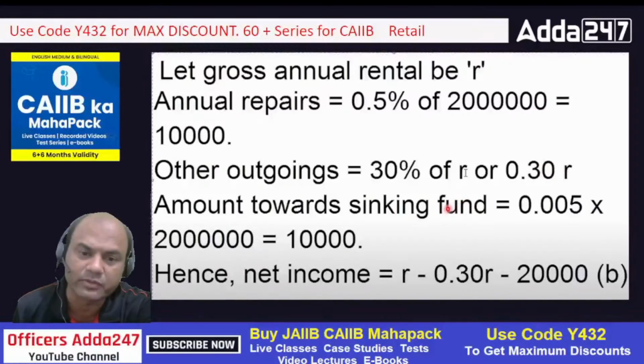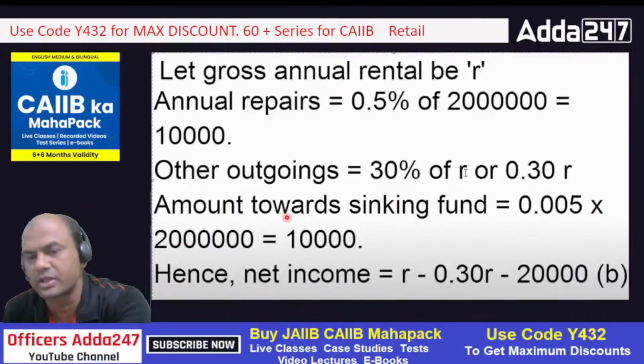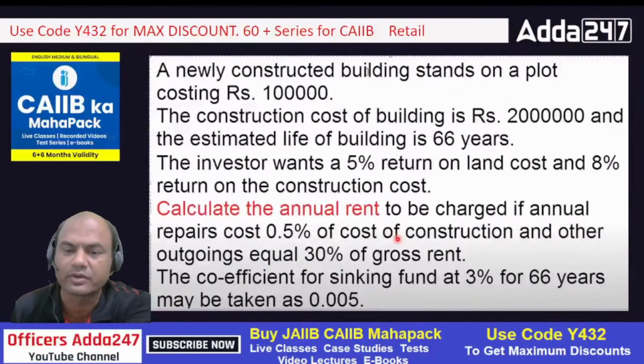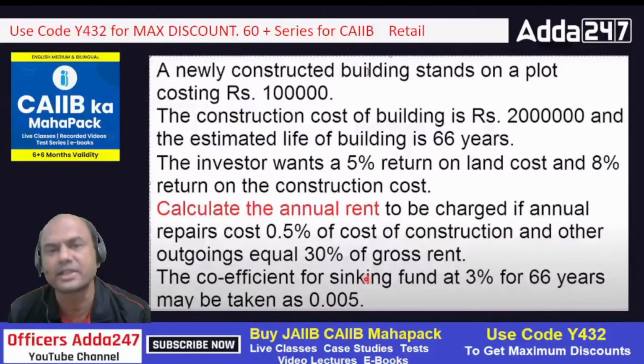Now the third part, sinking fund. The annual amount towards the sinking fund is 0.005 into 20 lakhs. Why? What is given over here? Look at this sinking fund cost. The coefficient of sinking fund at 3% for 66 years may be taken as 0.005. Now tell me one thing, sinking fund means what? It is like depreciation. Depreciation is a sinking fund.